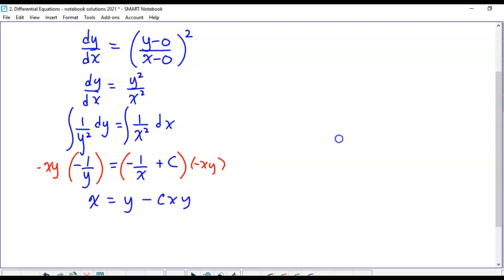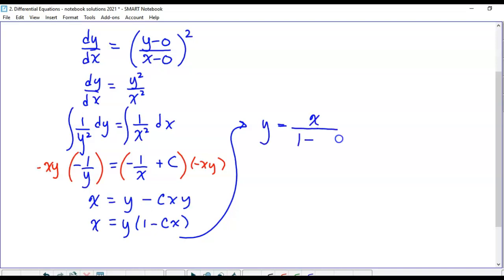And then we want to solve for y. So y equals, we've got two terms with y. So let's factor out a y. And so that means y equals x over 1 minus cx. Okay, that's the equation of the curve.